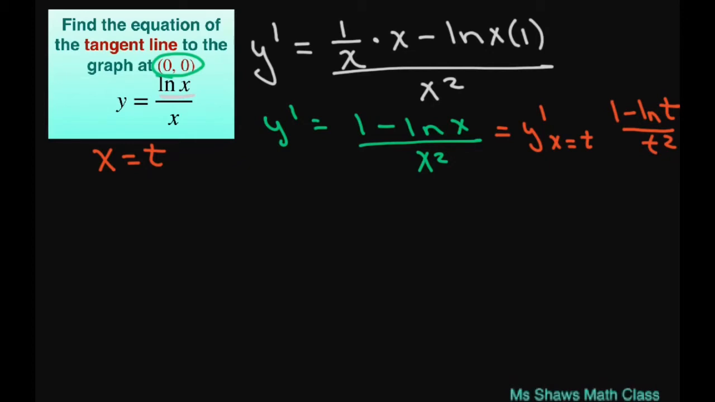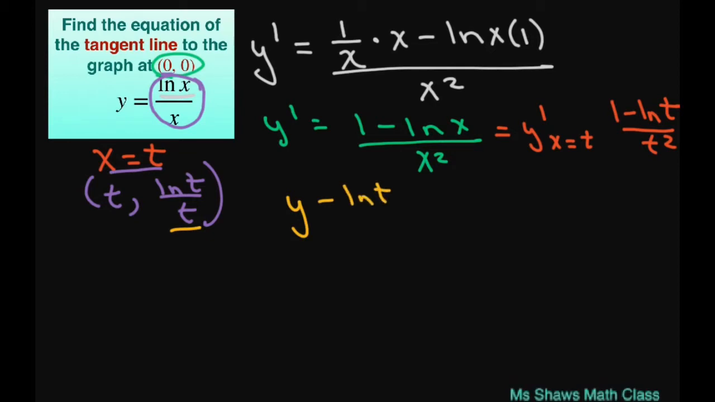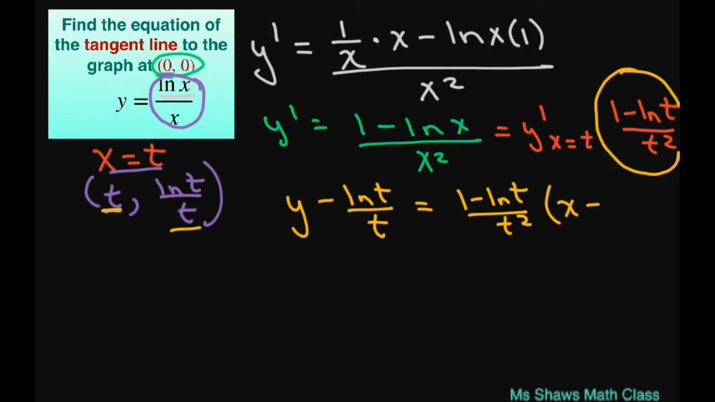So now the tangent line is going to be at the point t comma ln of t divided by t. All I did is let x be t instead of 0, and this is your y, but I substituted in for t. Now let's write out that given what we have. We're going to do y minus your y value, which is ln of t divided by t, equals your slope, which is given here, 1 minus ln of t divided by t squared, and then x minus your x value, which is t.